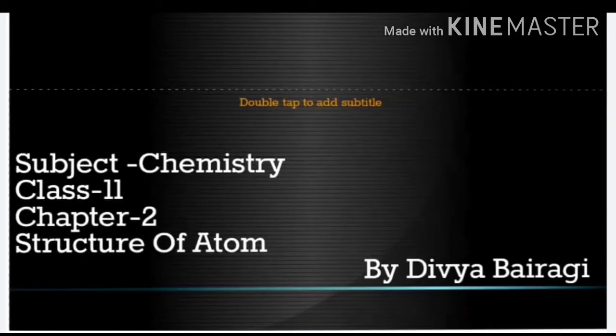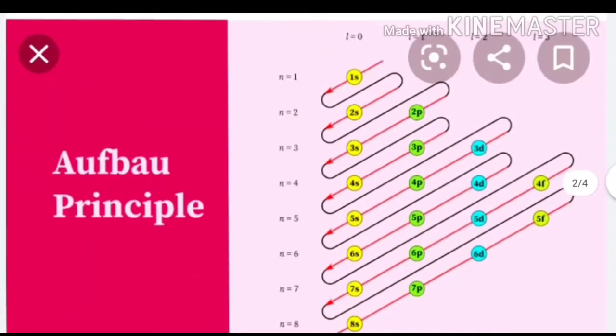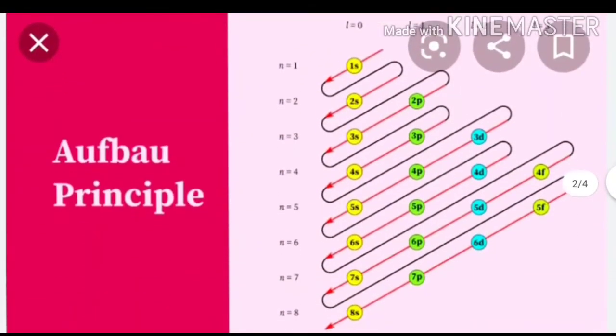So students, today we'll discuss chapter 2 of chemistry, that is structure of atom. Okay, so in this chapter today we'll discuss the Aufbau principle. Let us know about this principle. According to this principle, the electrons in the various subshells are added in the increasing order of their energy.